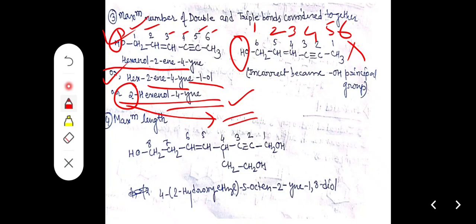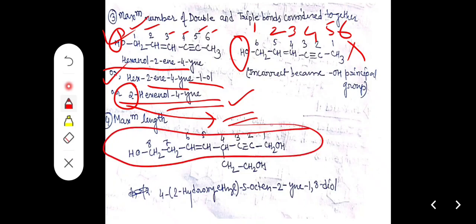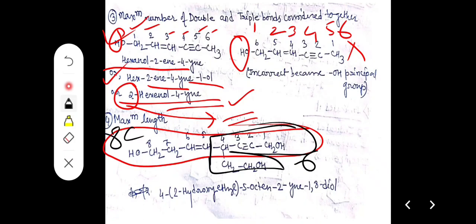The chain which we consider as the principal chain should have the maximum length. So this is the maximum length because this has 8 carbon atoms. And if we consider this, this is not 8 carbon, that is 1, 2, 3, 4, 5, 6 carbon. And this is 8 carbon. So we have to consider the chain having 8 carbon as the principal chain.